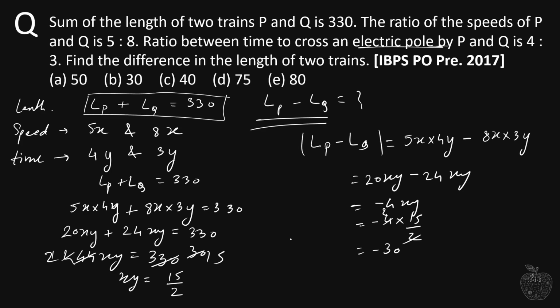But this is in mod, and removing the mod we get rid of the negative value, so we get our answer: the difference in the length of the two trains, LP minus LQ, is 30, and this is our required answer. So here option B is the correct one.